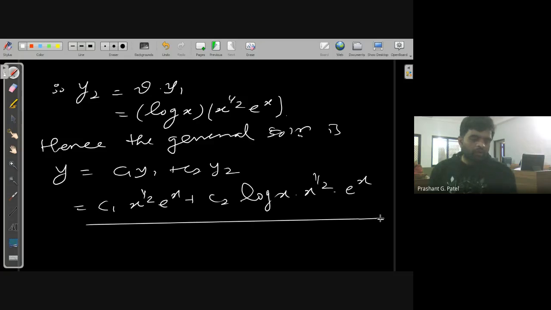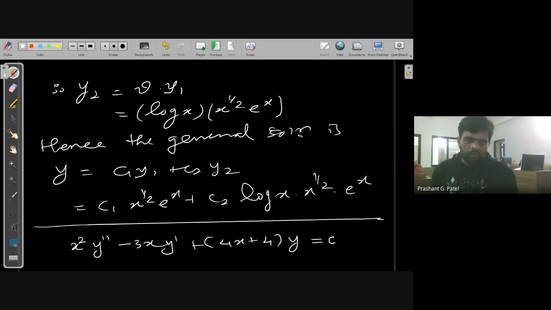Let me give you one more example to solve yourself. I hope you will be able to do this example on your own. So solve x squared y double dash minus 3xy dash plus 4x plus 4y equal to 0. I want that everyone should try this example here.